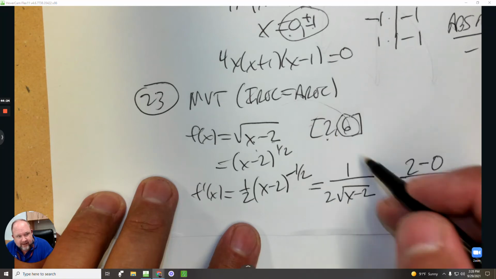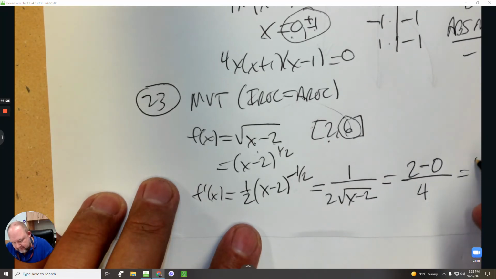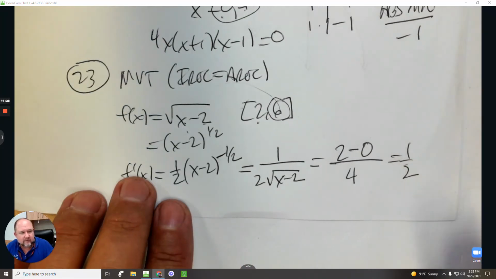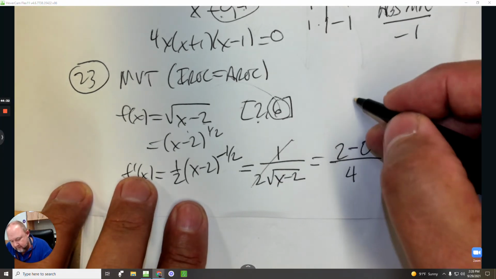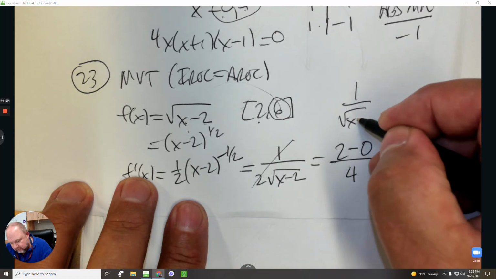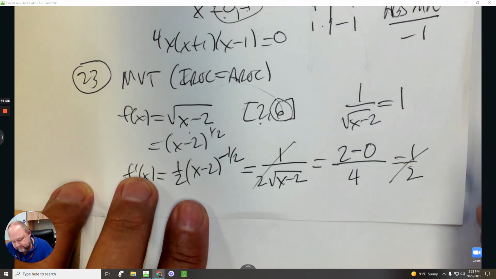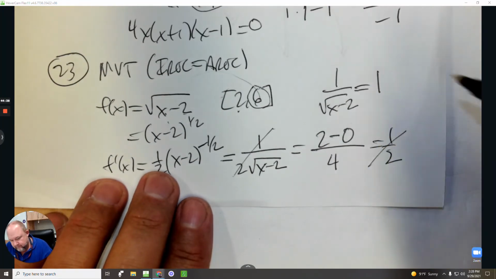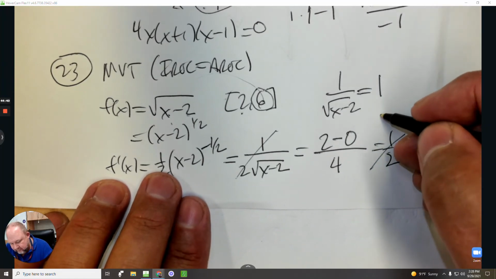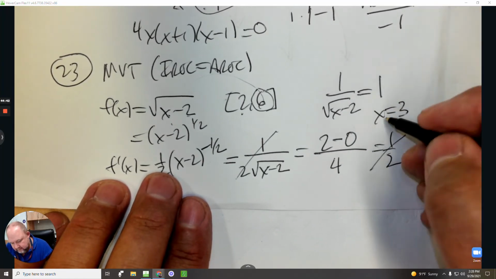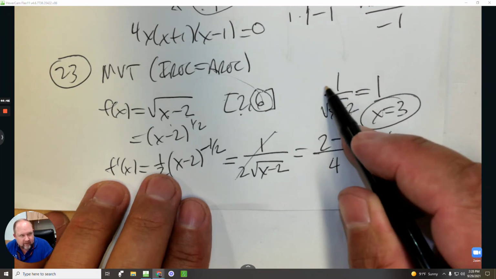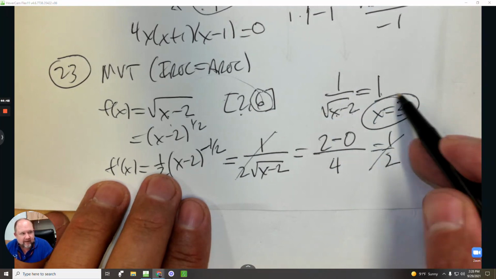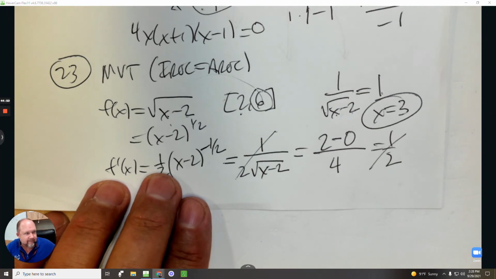And then you subtract. So that's 4. So that gives me the answer 1/2. So right away, I see 1/2 can be divided out. So I have 1 over the square root of x minus 2 equaling 1. So that means x must equal 3. Because 3 take away 2 is 1, and 1 divided by 1 is 1, and there's your answer. That's the value.